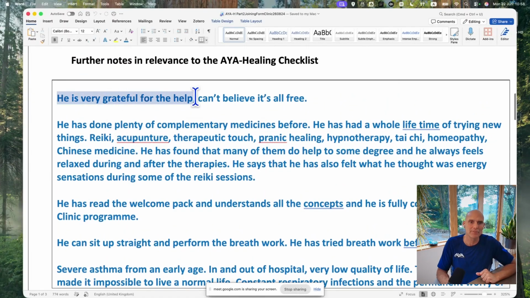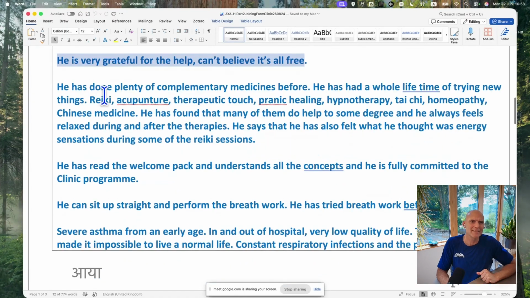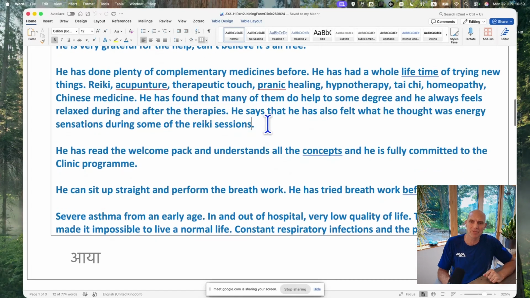So he's very grateful for the help. He can't believe it's all free. Okay, he's done plenty of complementary medicines before. He's had a whole lifetime of trying new things: Reiki, acupuncture, therapeutic touch, pranic healing, hypnotherapy, Tai Chi, homeopathy, Chinese medicine. He's done everything under the sun. He's found that many of them do help to some degree, and he always feels relaxed during and after the therapies. He says he's also felt what he thought was healing energy sensations during some of the Reiki sessions as well. So that's good to know.